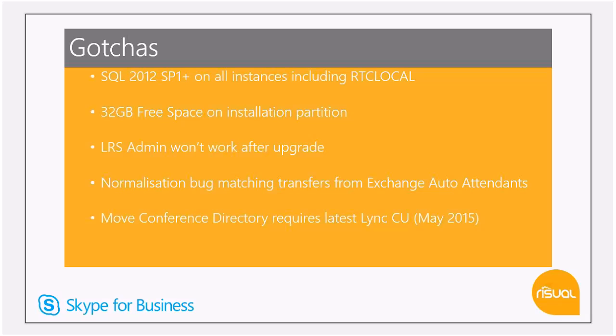Mark, do you want to touch quickly on the normalization bug with transfers from Exchange Auto Attendant? Okay, if you're using Exchange Auto Attendant, there's a bug that came about in the early days of the general release, whereby if you use Exchange Auto Attendant for menu navigation and you want to transfer calls to Skype for Business users or response groups, the Skype for Business front-end service doesn't properly normalize and match the numbers.